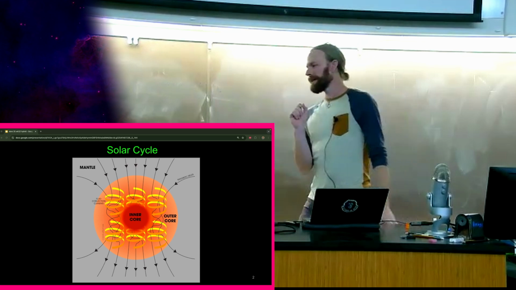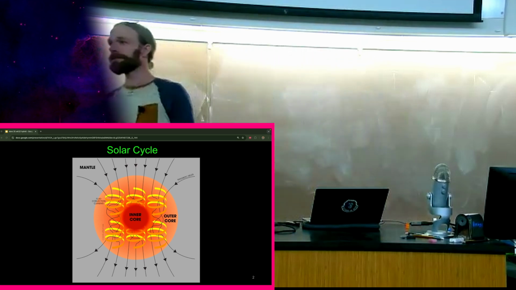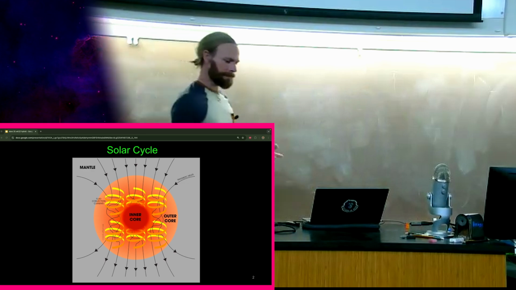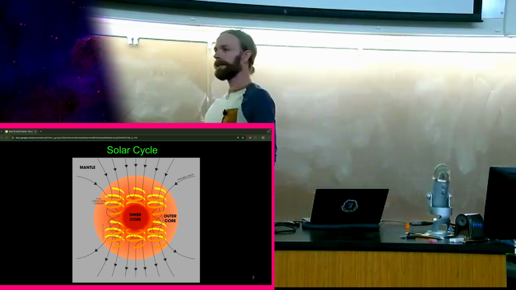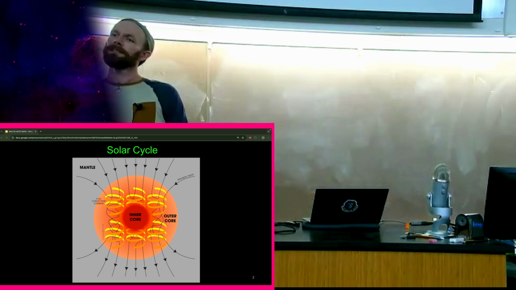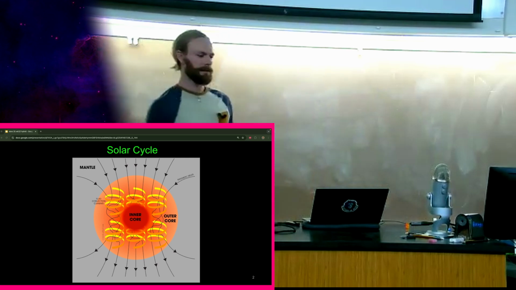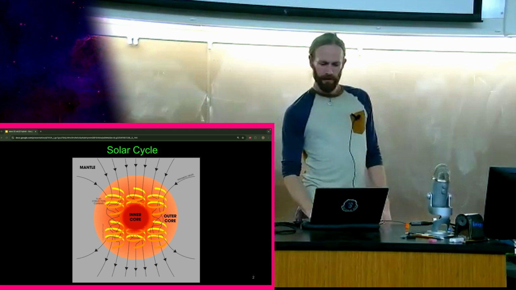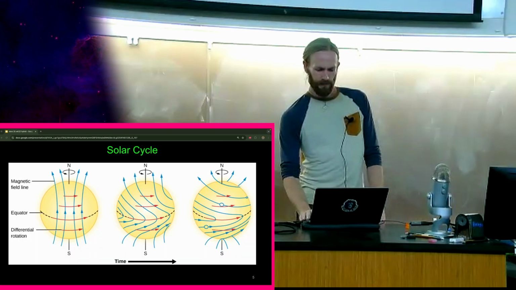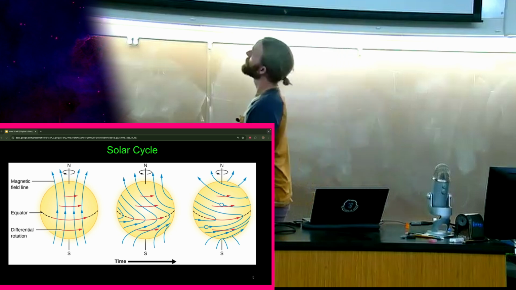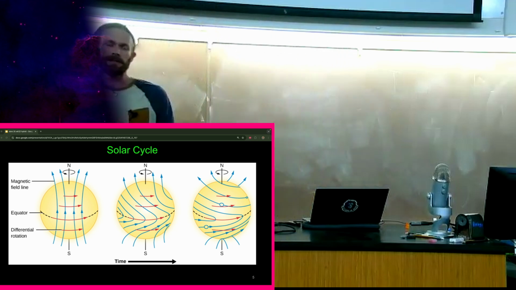So the standard textbook explanation is something like this. The surface of the sun does not turn homogeneously, right? Actually, the equator turns faster than the rest of it. So let me pull up a little picture of that. I'll come back to that. So the surface turns a little bit faster at the equator.